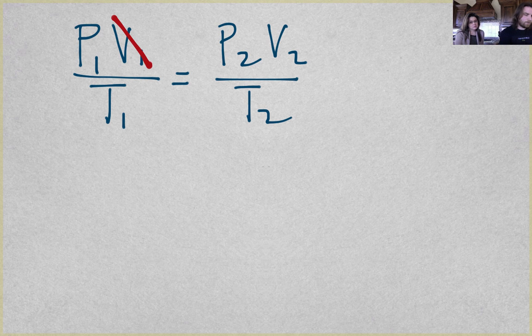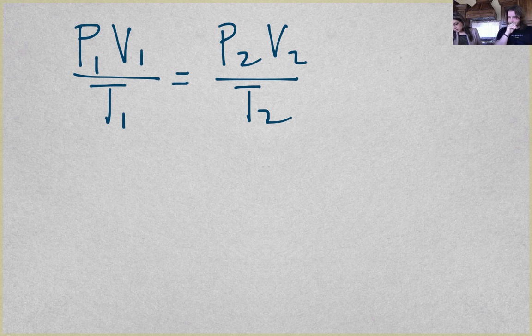And then the last one, for pre-AP: if you take volume out and you have pressure over temperature, that's Gay-Lussac's law. So you can see that if one of those is held constant, you can ignore it completely. But in the combined gas law, we're looking at if all of them are changing. So let's do a couple of example problems.